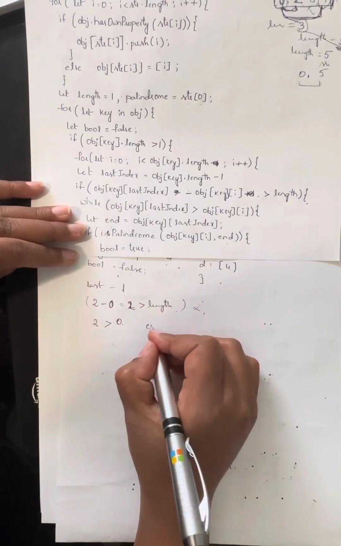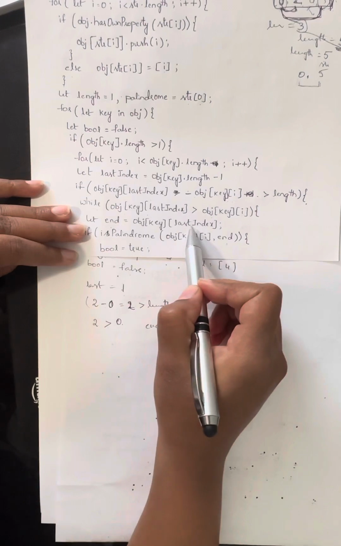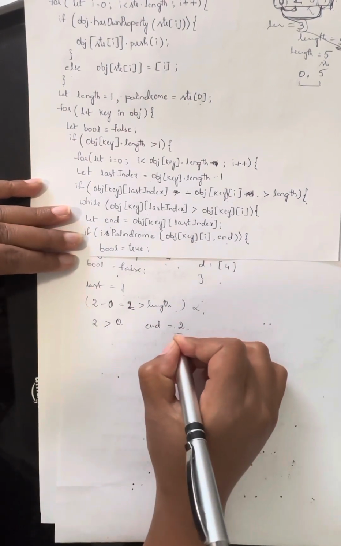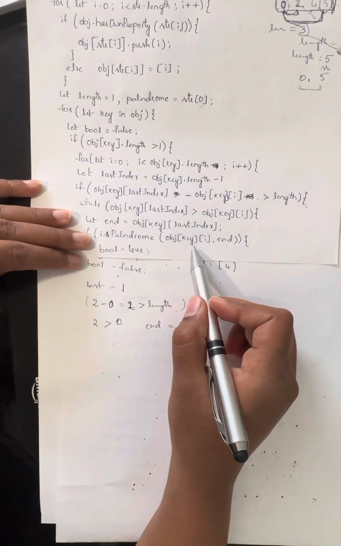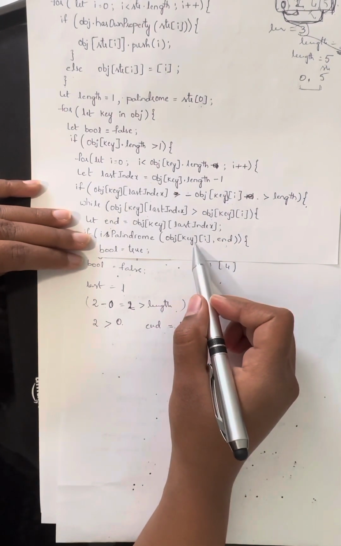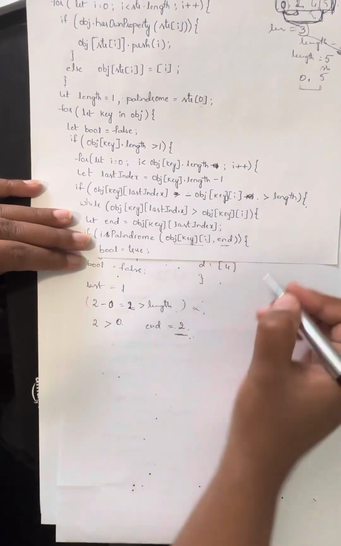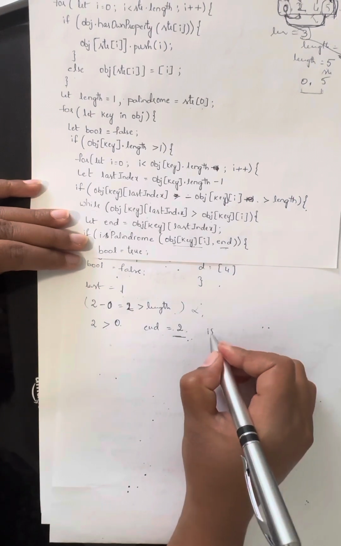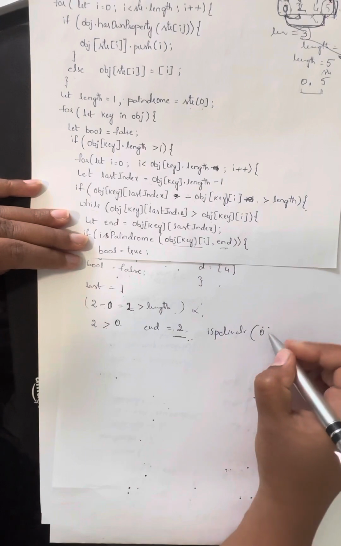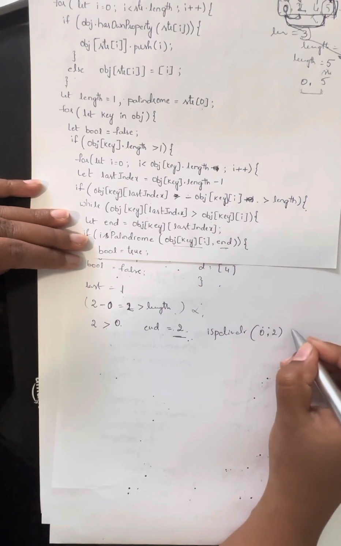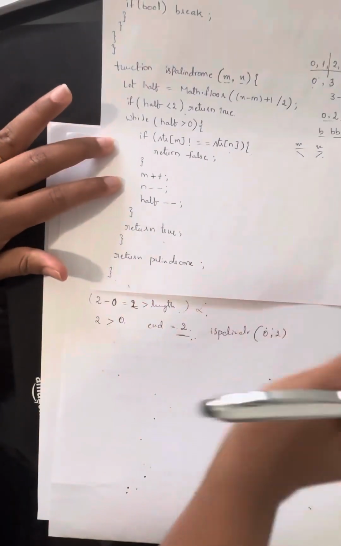Now in the end we are storing object of key of last index, so in the end we have 2, and we are checking for the palindrome, and for the parameters we are giving object key of I is 0 and end is 2. So for is palindrome we are giving inputs as 0 and 2. So let's go to the palindrome function.